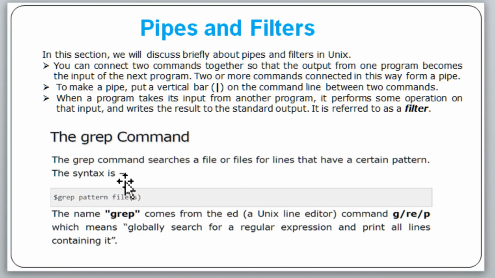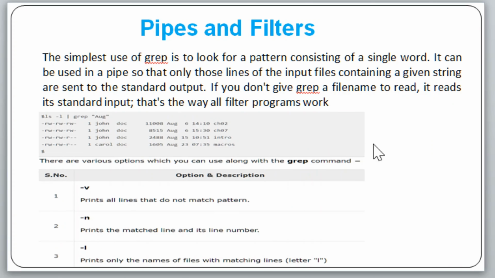Okay, so we see here the grep command searches a file or files for lines that have a certain pattern, and that's going to be grep space, the pattern or text you're looking for, space, what file you want to use it on. The name grep comes from the ed, a Unix line editor command, g/re/p, which means globally search for a regular expression and print all lines containing it. Okay. Again, pipes are going to be covered in much more detail in our next course, Intermediate Linux.